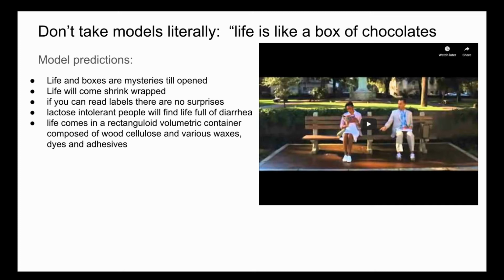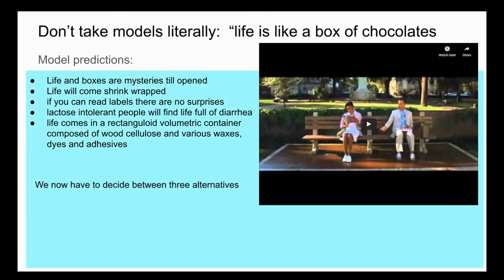Not just, you don't know what you're going to get. This forces us to come to terms with the model's predictions with about 3 alternatives. The model's not literal, dudes. It's metaphorical. It was only intended to talk about the one thing, mystery. And the author of the model had no further intentions than that. Stop going too far with the model.